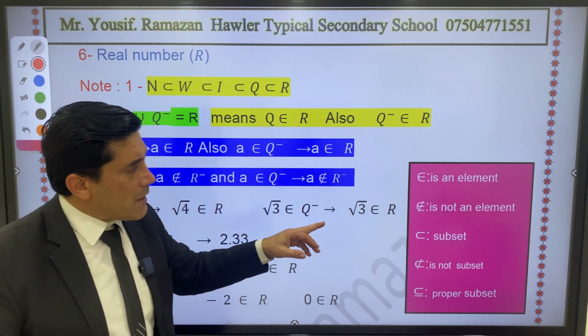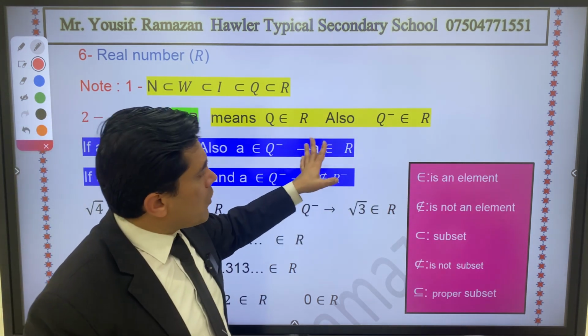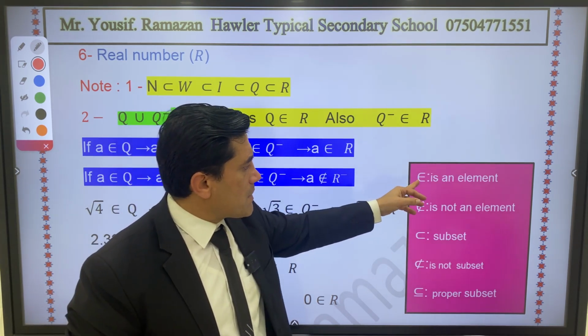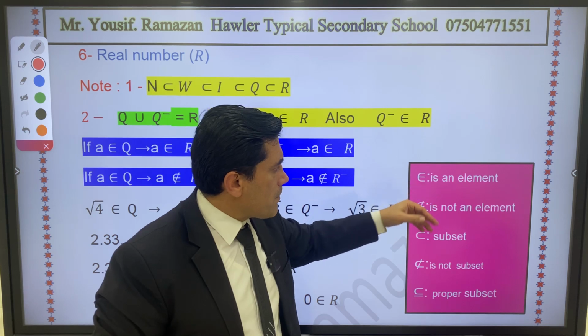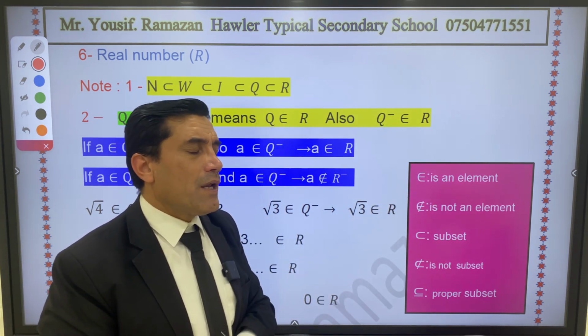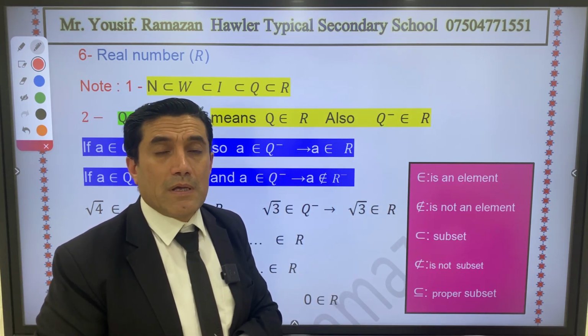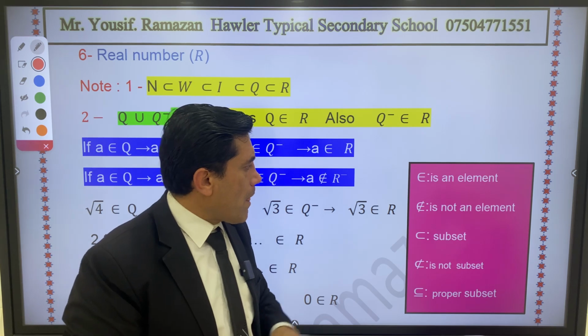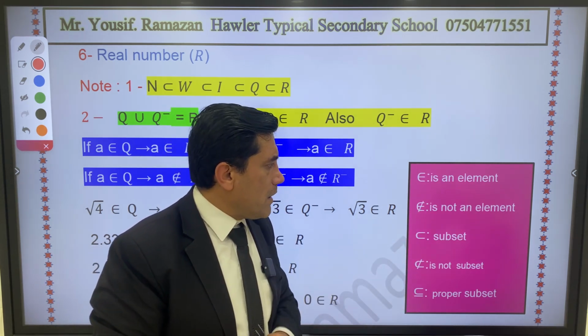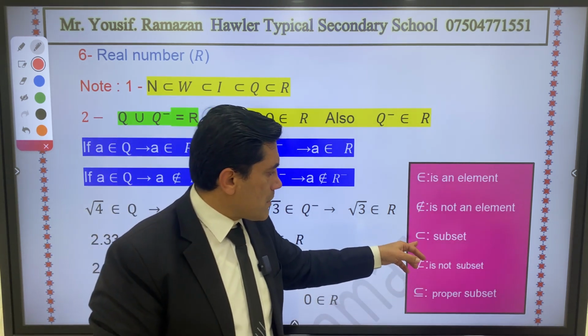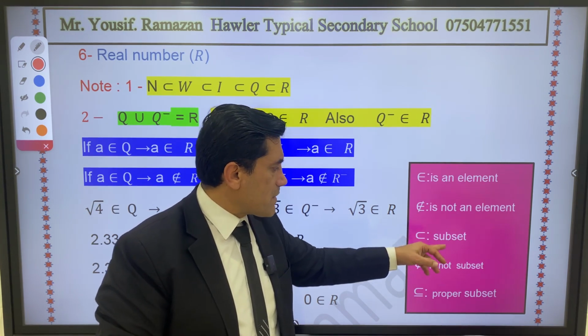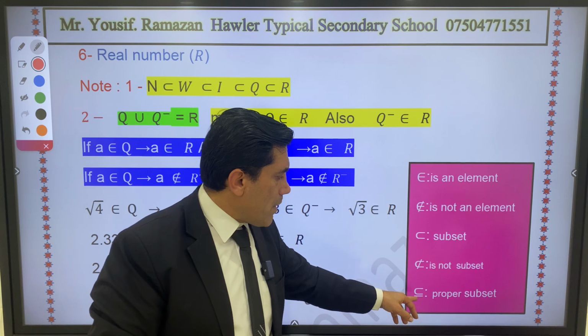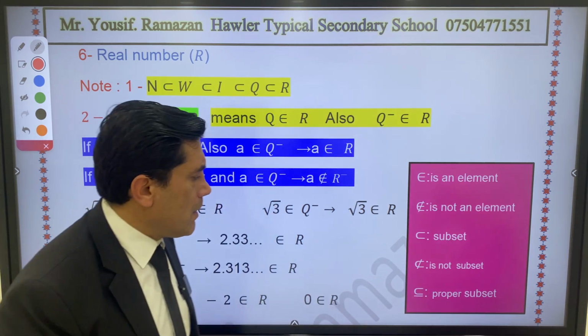About the symbols: belong or subset, proper subset. This symbol is an element. You can say an element, or you can say belong; same meaning. This symbol is not an element or not belong. This symbol is subset, this is not subset. And this is proper subset.